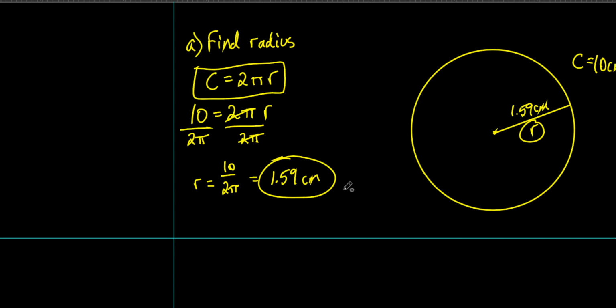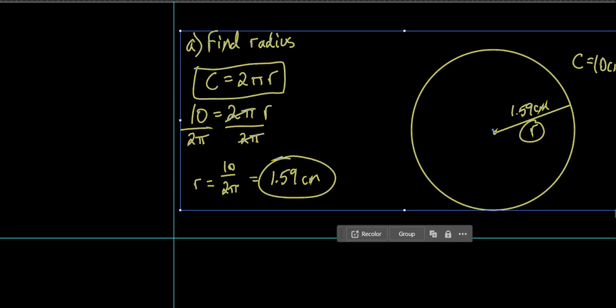Ready to move on to the last one? Everybody okay with this? Now it's time to ask questions if you have any questions. All right, let's do another one. This is part B, but it really doesn't relate to that circle. This one says, find the circumference of a water tower that measures 60 feet across.